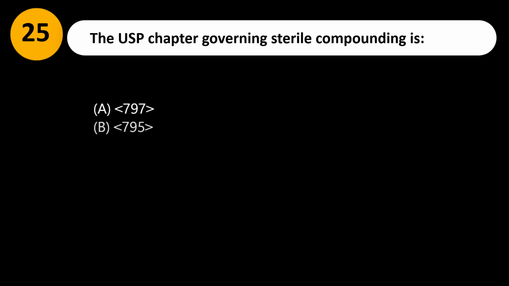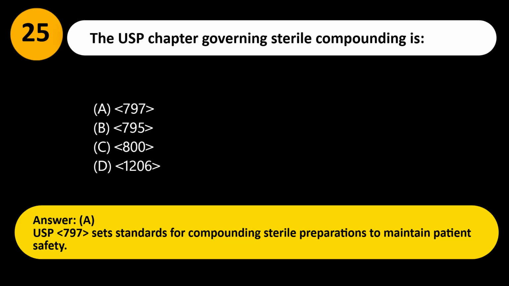The USP chapter governing sterile compounding is A. <797>. B. <795>. C. <800>. D. <1206>. Answer, A. USP <797> sets standards for compounding sterile preparations to maintain patient safety.